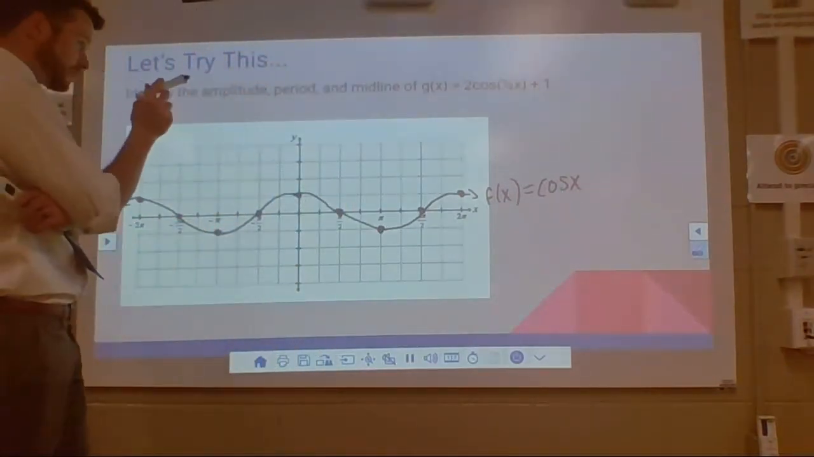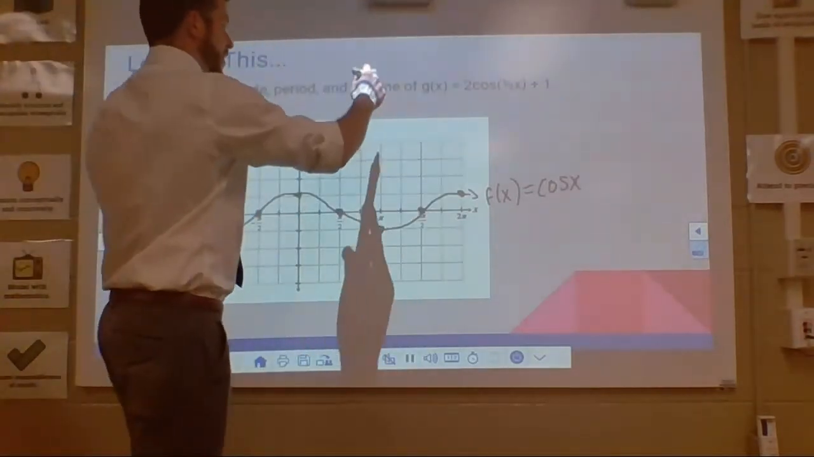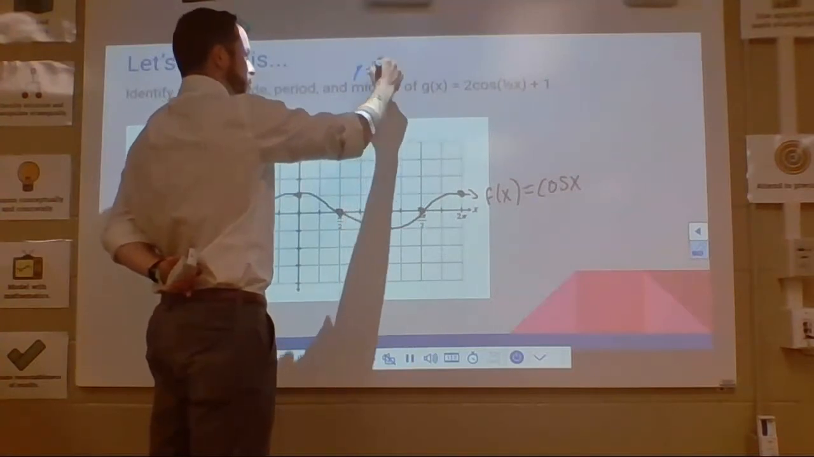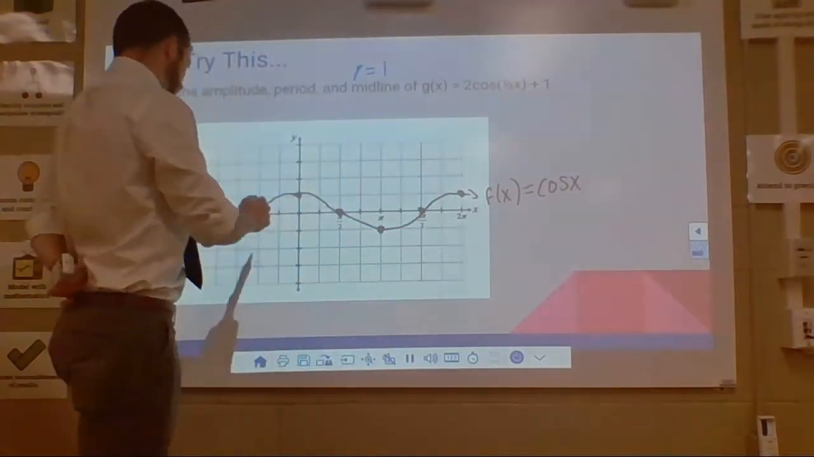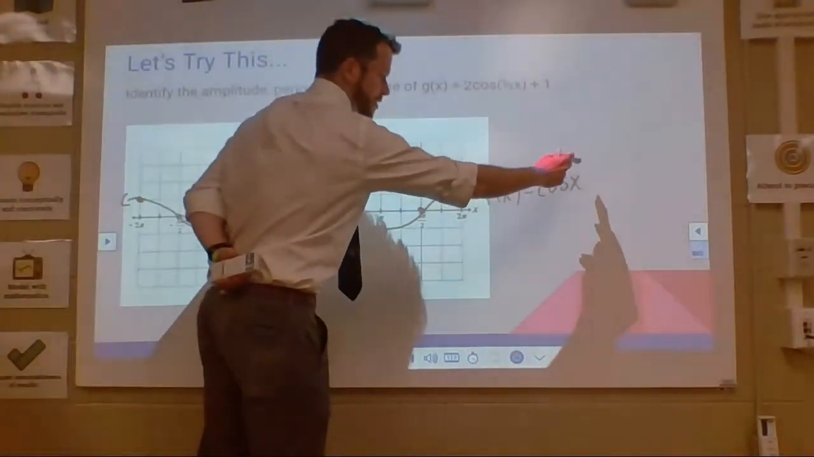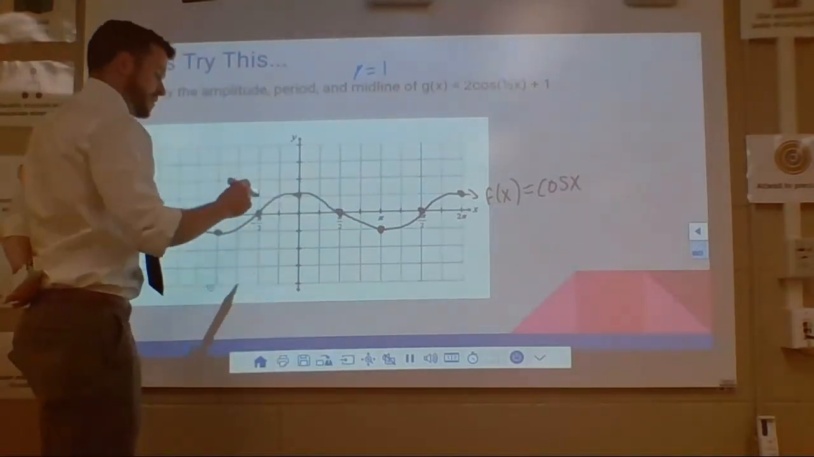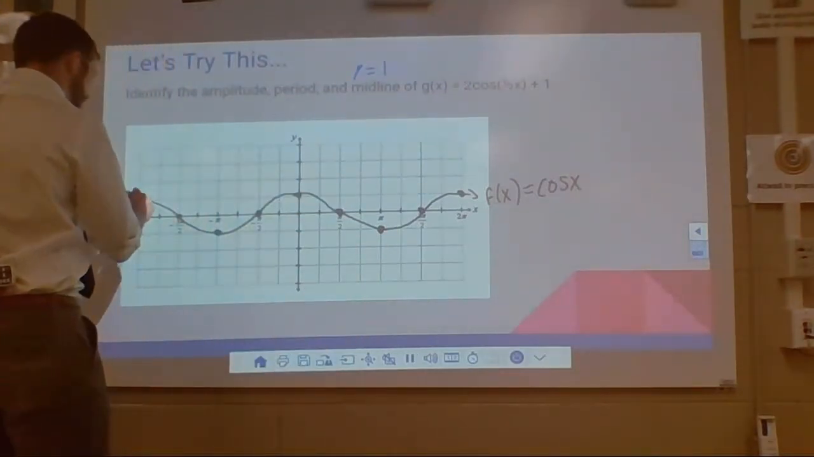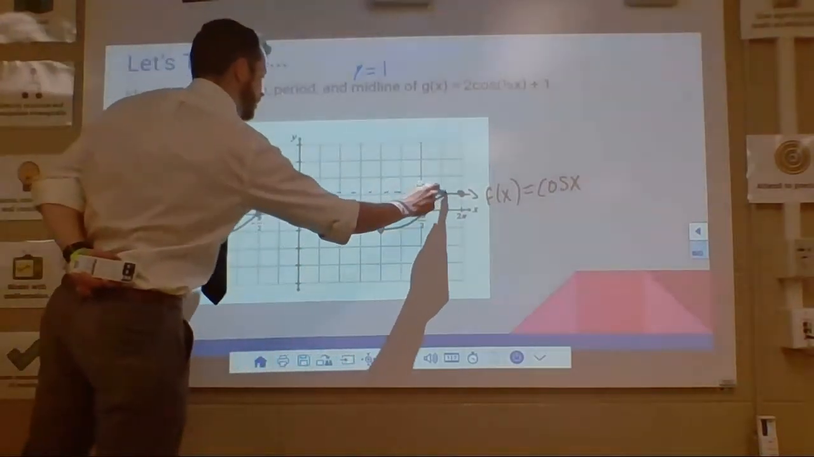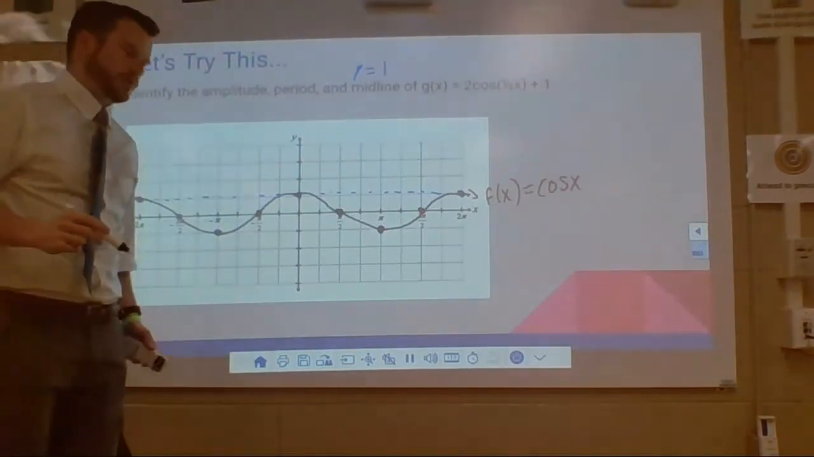Okay, so let's look at this. I can easily identify the midline. The midline is going to be y equals 1. Okay, for the parent function, it was y equals 0 because it was cosine of x plus 0, right? So that was the midline, the x-axis. But here, the midline, I'm going to put a dashed line. The midline is y equals 1. So I'm drawing a dashed line through y equals 1.